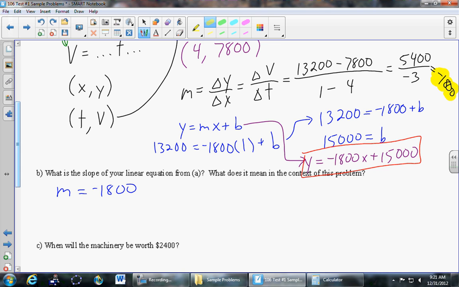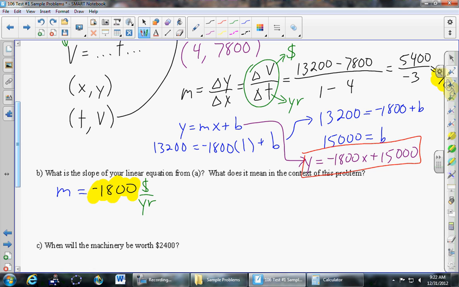So negative 1,800 was our slope, just copying it down over here. And then what does it mean in the context of the problem? Well, I always like writing units to help me figure out the context. So what were the units here for our slope? Well, we had change in V over change in T. What were the units for V? That was value, that was dollars. How about T? Well, T was measuring time, which was in years. So then the units for the slope are just the ratio of those two things, dollars per year. So this is negative $1,800 per year. Or maybe written in a more standard looking way, negative $1,800 per year.